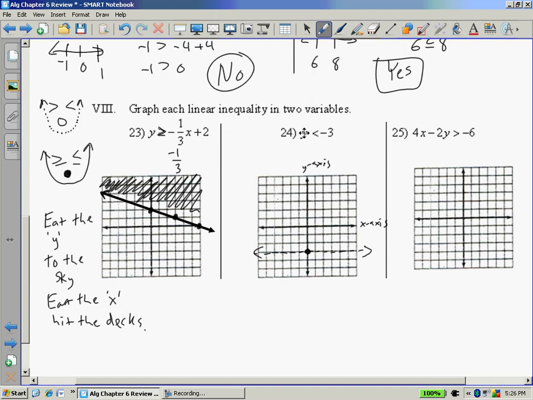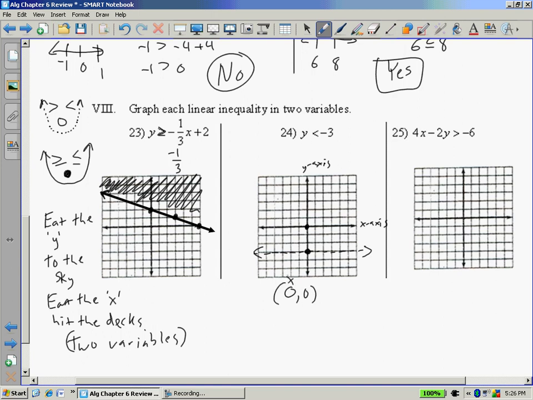Now, eat the y, hit the sky; eat the x, hit the dex. That's for two variables. It's not going to work quite as well with the one variable inequalities. So what we need to do, it's a little different this time. We're going to pick a point, say the origin. It's just usually very easy to work with. And we're going to plug that in.